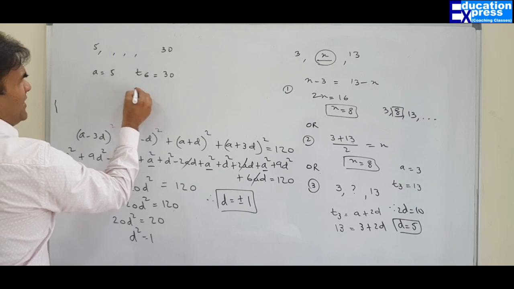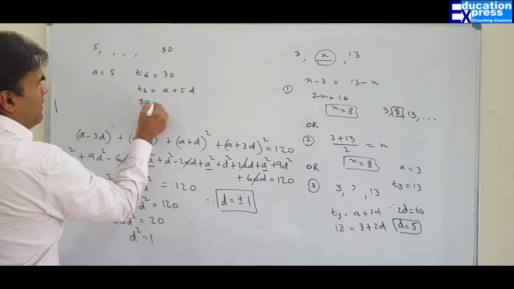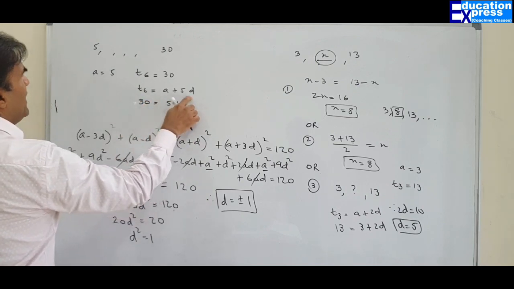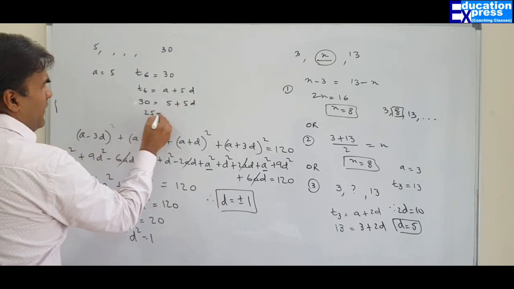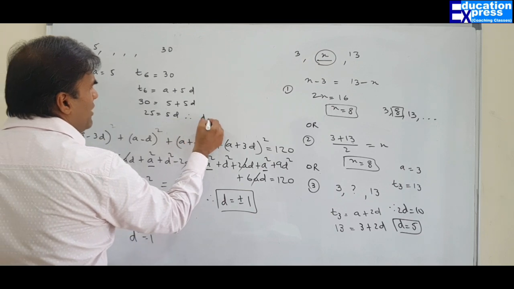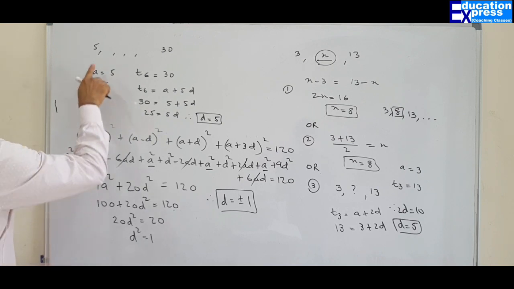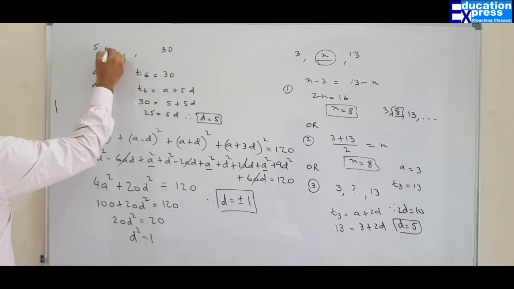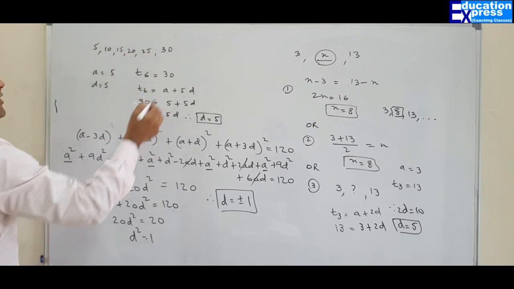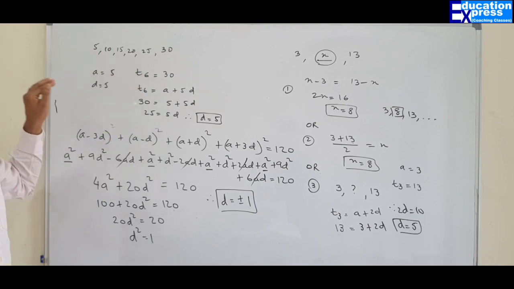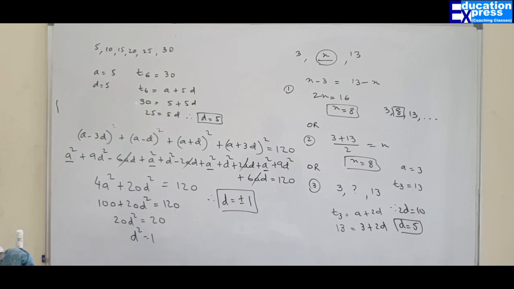So what we do: the sixth term, T6, equals A plus 5D. The value of A is 5, so 5 plus 5D equals 30. 25 equals 5D, therefore D equals 5. Very interesting stuff. A is 5, D is 5. The first term is 5, the second term is going to be 10, the third 15, the fourth 20, then 25 and then 30. By adopting this method, we can insert as many numbers as we want using this technique, which is going to be a very easy one.